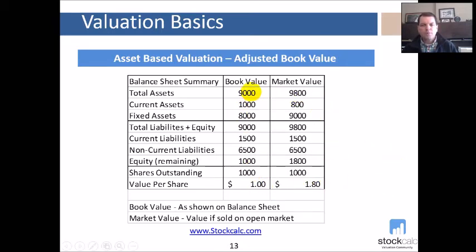If we took the book values and adjusted them to what we think the market values are, and that we took the assets and subtracted the liabilities, we would have the equity available, divide that by the number of shares outstanding, and we would get a market value for the company on a per share basis.